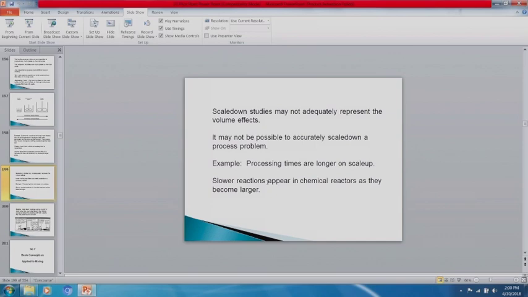Slower reactions. This is kind of cool. Slower reactions appear in chemical reactors as they become larger. Larger usually means that the processing times are longer. That means whatever reactions there were, the slower reactions will eventually appear that were not observed at all on the small scale.